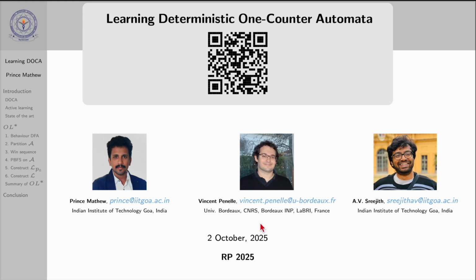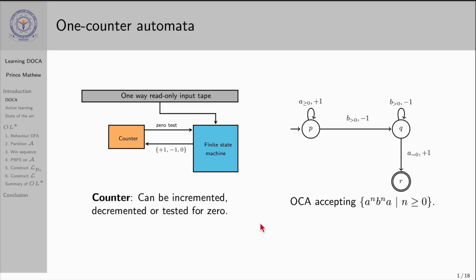Before starting the talk, let's first look at what a one-counter automaton is. One can think of it as a finite state machine that has access to a counter. It reads from a one-way read-only input tape. On reading a symbol from the input tape, the finite state machine can increment or decrement the counter by 1. It can also check whether the counter value is 0 or not before taking a transition. This essentially means that the finite state machine has two sets of transitions, one for counter value 0 and the other for positive counter value. Note that the counter can never go below 0 on taking a transition.